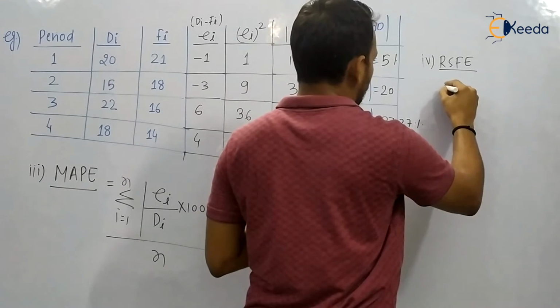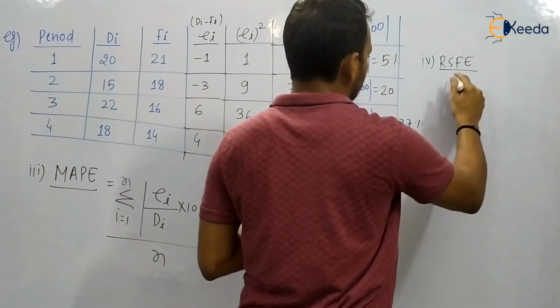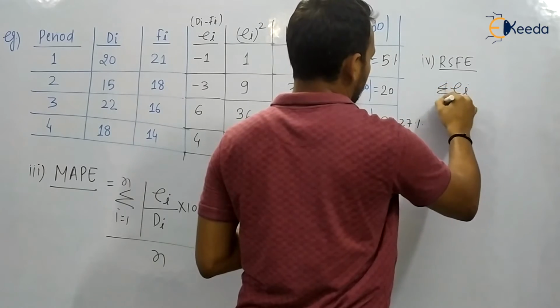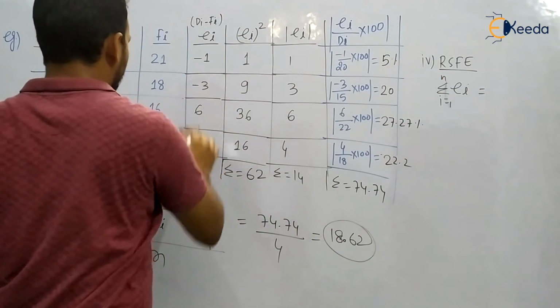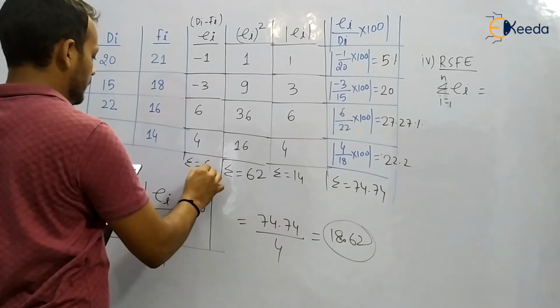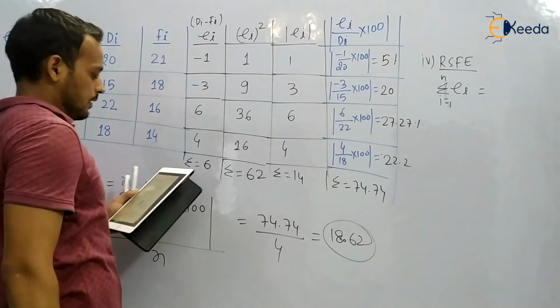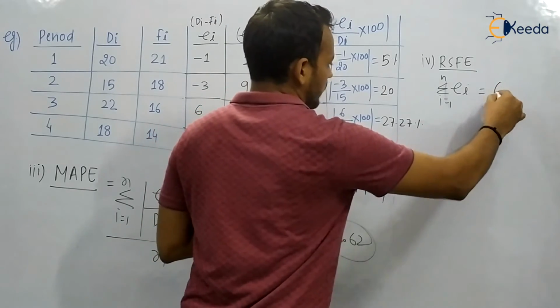Then you have to write next, that is running sum of forecast error. It is simply the summation of EI. So look at the table of EI, write the summation. The summation will be 6. So you have got the answer RSFE.